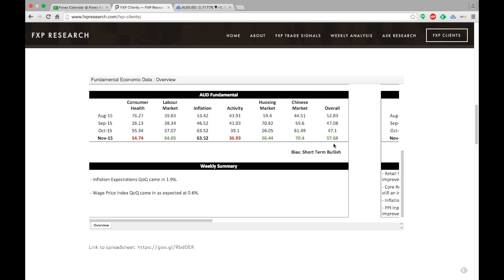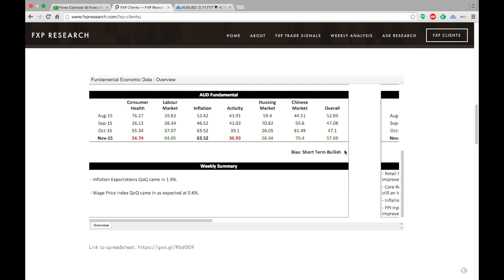Overall, we know that the central bank of Australia is still looking at maintaining and improving activity. Highly likely, with this improvement in the economy, the bank might not look into cutting their interest rate so soon, but that's something the banks are also looking at. So in terms of bias, we have a short-term bullish, but going into the long term, there's still a possibility that the bank might cut their interest rate.